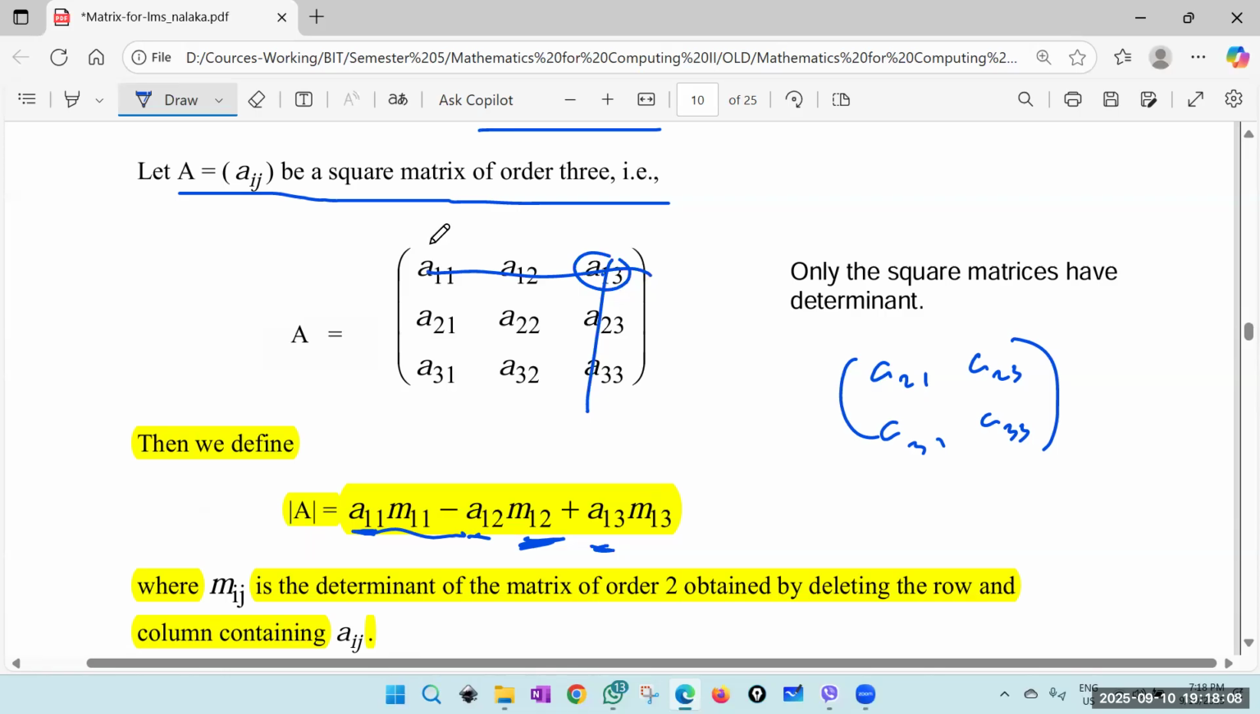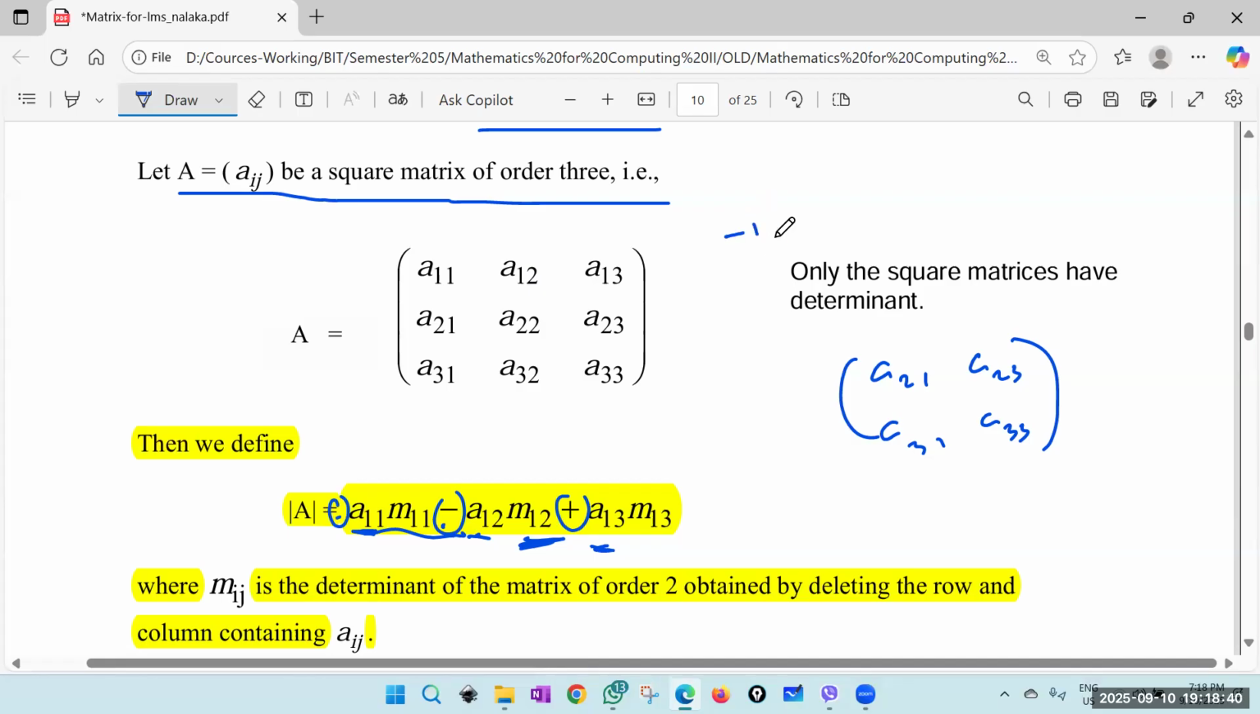You can say this is positive, this is negative, this is positive. Positive, negative, positive. So how do you determine whether it's negative or positive? It is basically when you add these indices. This is 1, 1. 1 plus 1 is 2. If it is even, positive. 2 plus 1 is 3. If it is odd, it is negative. Again, 3 plus 1 is 4, positive.